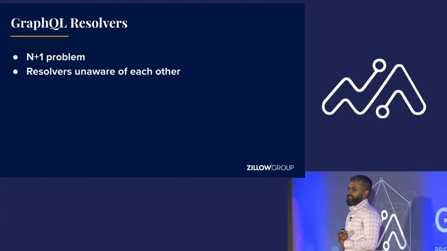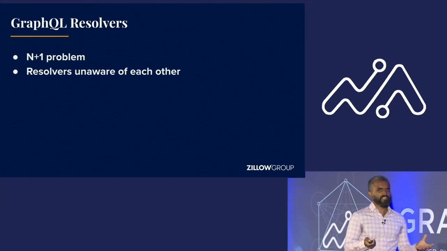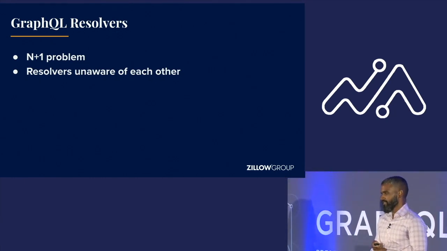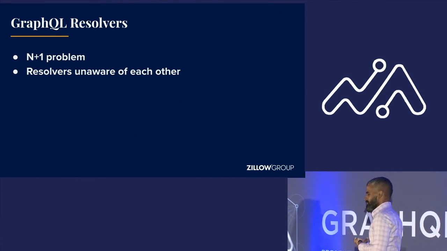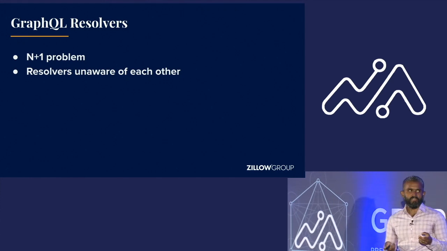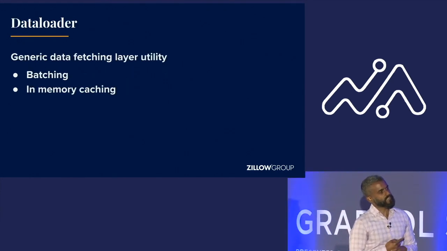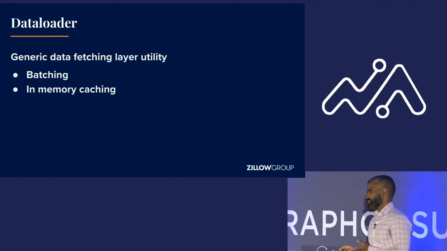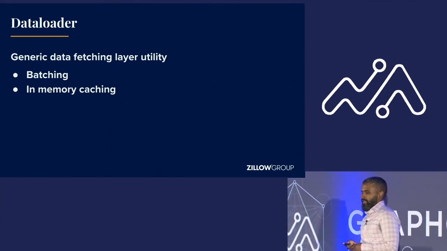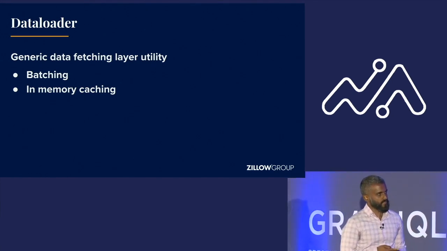And this doesn't scale. And it's a problem because resolvers are very simple functions, or could be very simple functions. And they're not aware of other resolvers. And they only have access to their parent object. This is where data loader comes in. It's a very generic data fetching layer utility. It provides batching as a core feature.